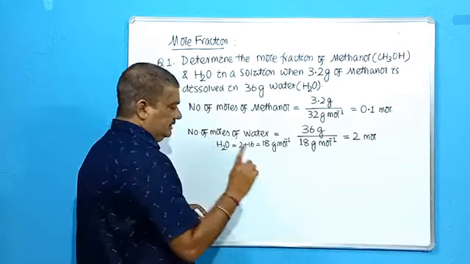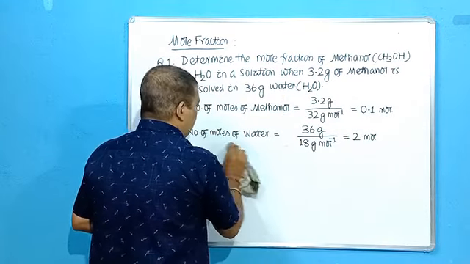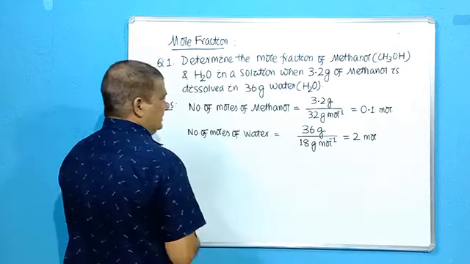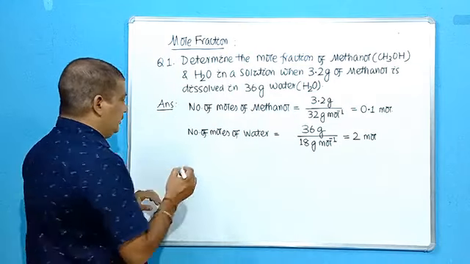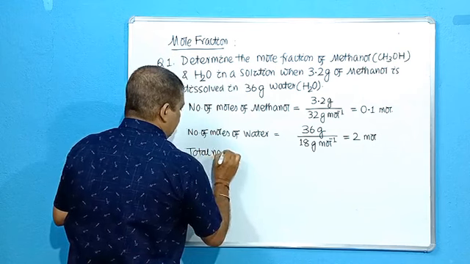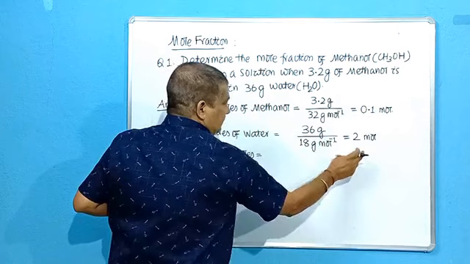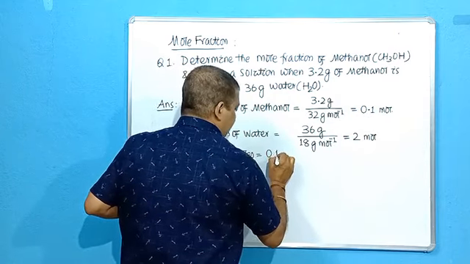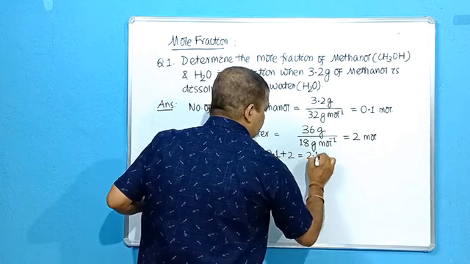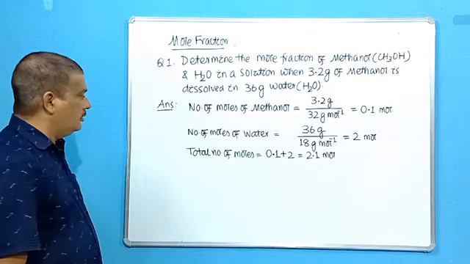Okay. So first point, always to calculate the mole fraction, you have to find out the number of moles of each component present in the given solution. Next, you have to find out the total number of moles. So what is the total number of moles? 0.1 plus 2, that is 2.1 mole. So now we can find out the mole fraction.